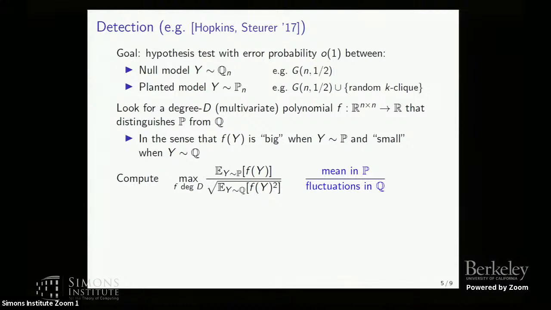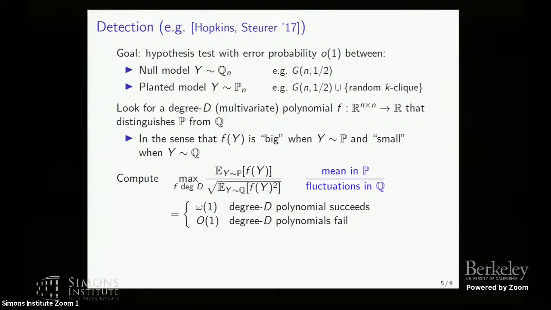Formally, this turns out to be the quantity we try to compute. It's the maximum over polynomials, because we want the best one, of the mean value under the planted model divided by the size of the fluctuations under Q. If this thing is big, say tending to infinity, this means in some sense that degree D polynomials succeed at distinguishing these two distributions, whereas if it is, say, bounded, this would mean that low degree polynomials fail. You're restricting the expectation under Q to be 0 or something?